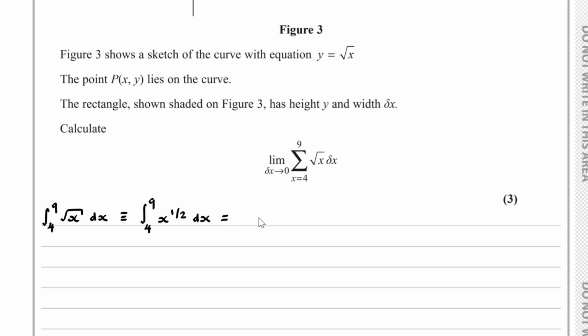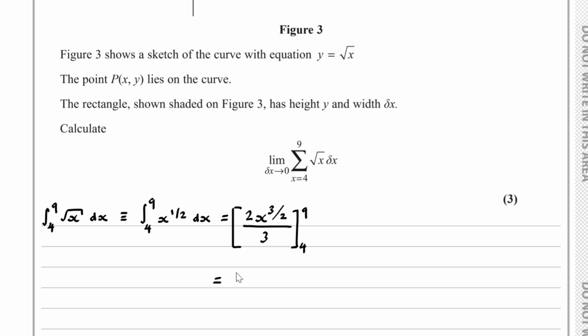And if we work this out, add 1 to the power, we get x to the power of 3 over 2, divide by the new power. It turns out our integral is 2x to the 3 over 2 over 3. And we wish to evaluate this between 4 and 9.